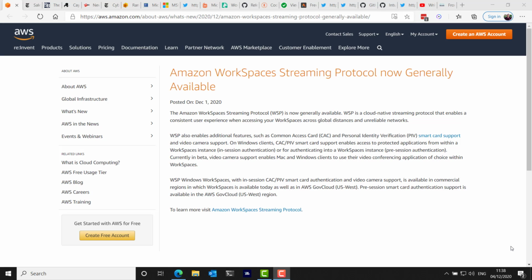Currently in beta, they say video camera support enables Mac and Windows OS clients to use their video conferencing application of choice from within the workspaces. So obviously, right now, workspaces is a hot topic across all of the cloud platforms. This is AWS's effort. Obviously, there's Azure and some third-party workspaces like Citrix Workspace that's running on Azure. You've got Google with their workspaces that was really just a rebrand of their existing suite of products that they've now called workspaces. But things are hotting up, so this is a pretty interesting development, and I'm sure there will be more down the line.